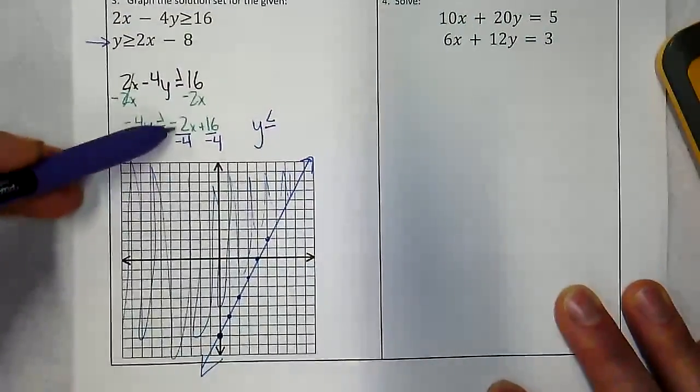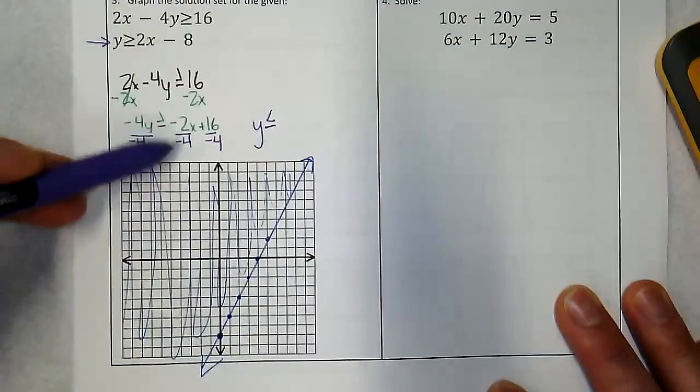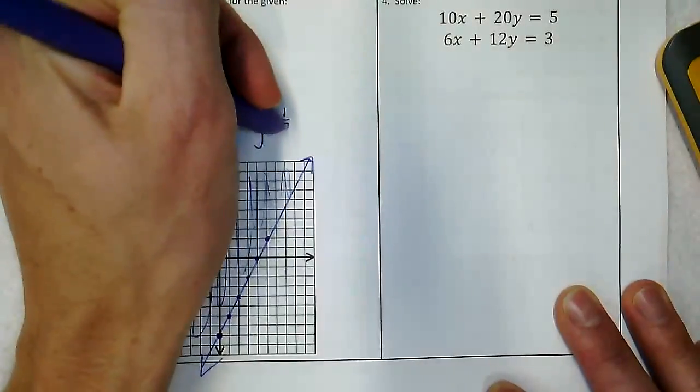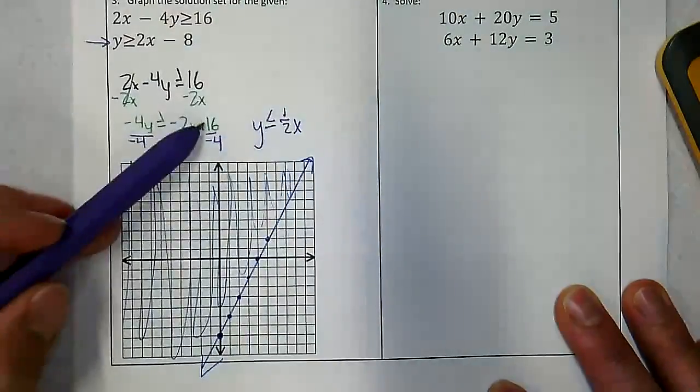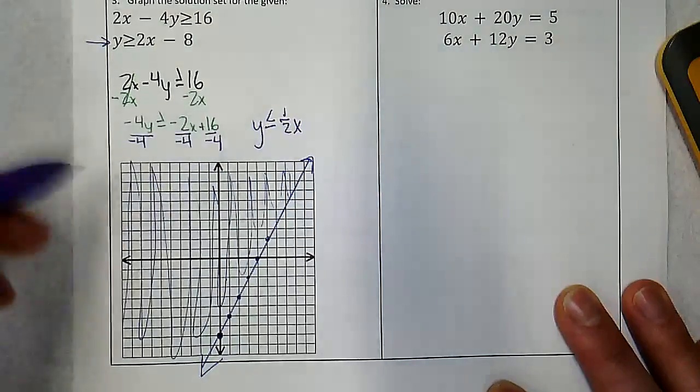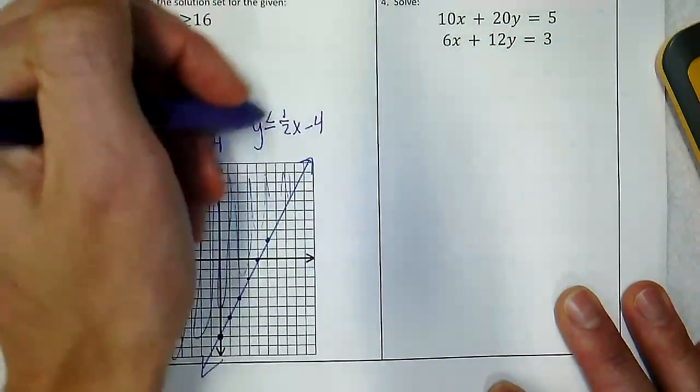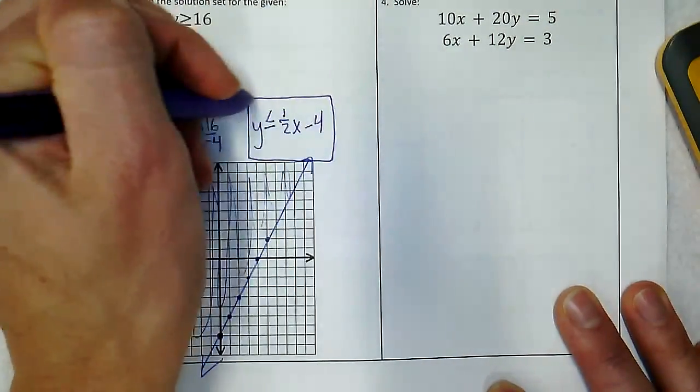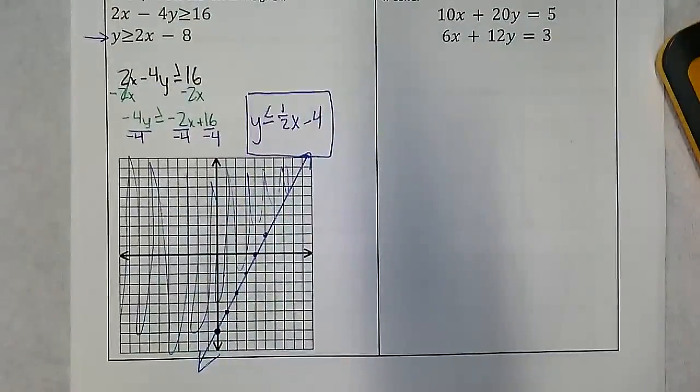And then let's finish out our equation. Negative 2 over negative 4 simplifies to 1/2 x. 16 divided by negative 4 is negative 4. So this is our other inequality.